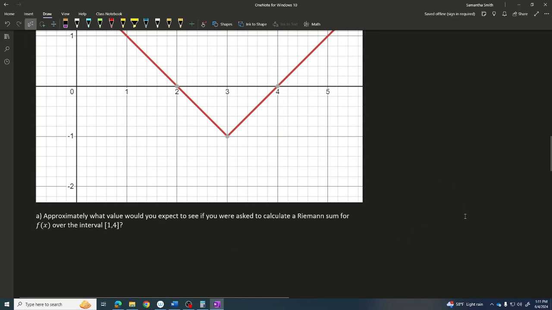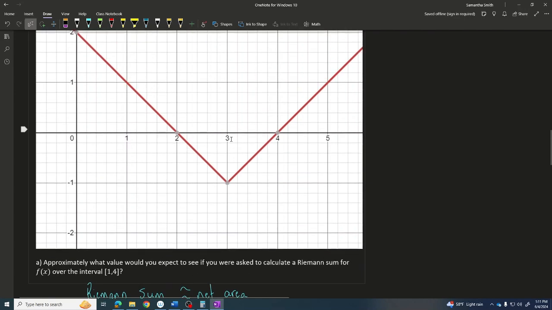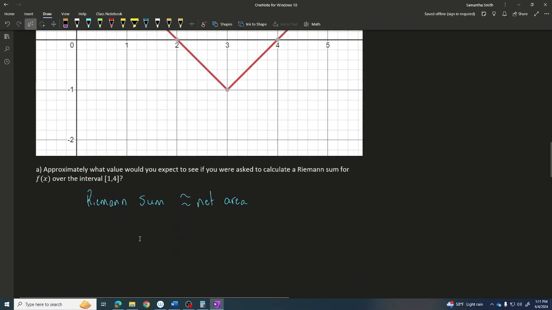Now, to answer this question quickly, I'm going to remind myself that the Riemann sum and the net area are approximately the same. So if I can use the picture to get a rough idea of what the net area would be, then I can use that as an approximation for what the Riemann sum should be.